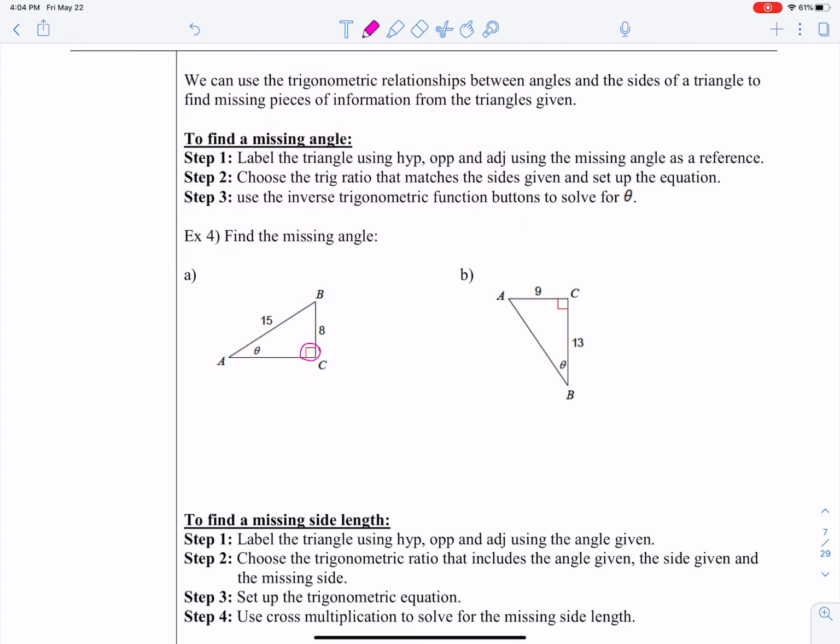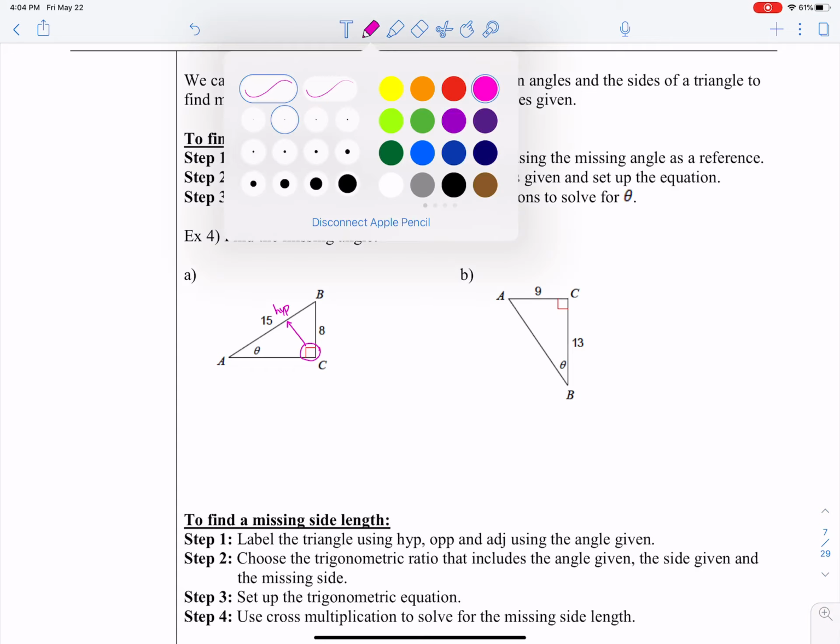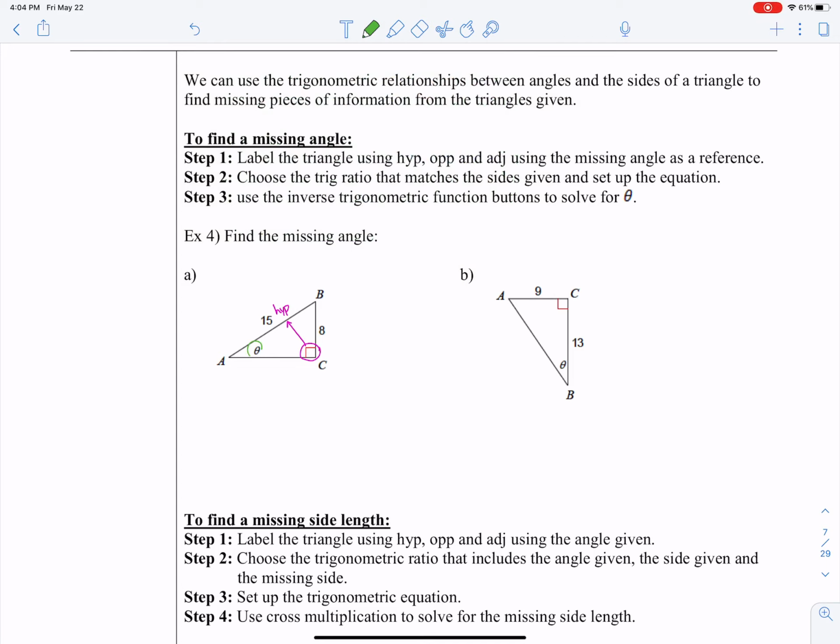So we're going to circle, go across. This is our hypotenuse. Then we have our target angle. We're going to circle that, go across, and this is our opposite. And then the last side that we didn't circle yet, that's our adjacent. Okay? So that's our step one.